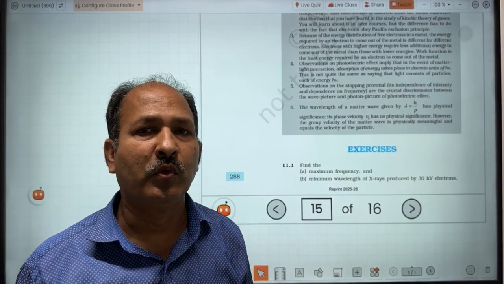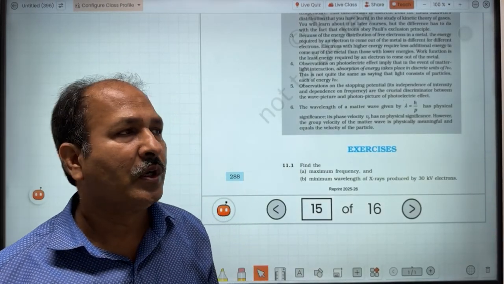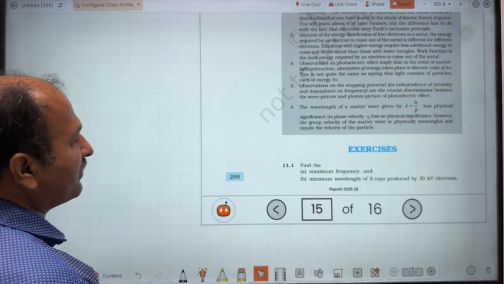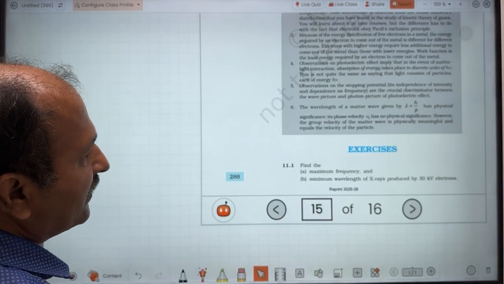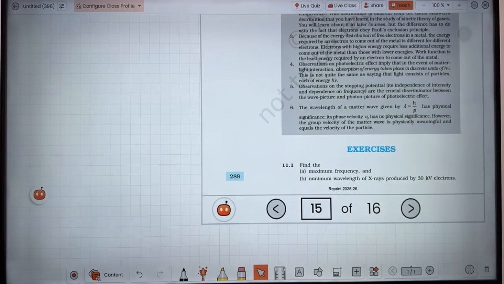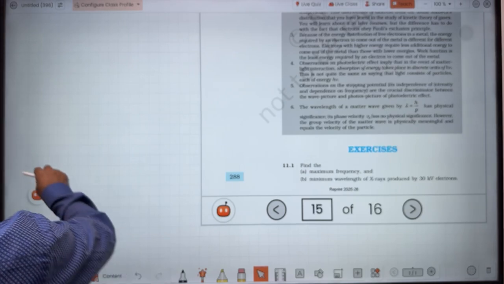We are going to do numericals on the chapter dual nature. So here the first question is: find the maximum frequency and minimum wavelength of X-rays produced by 30 kilo electron volt electrons. So let's evaluate it.